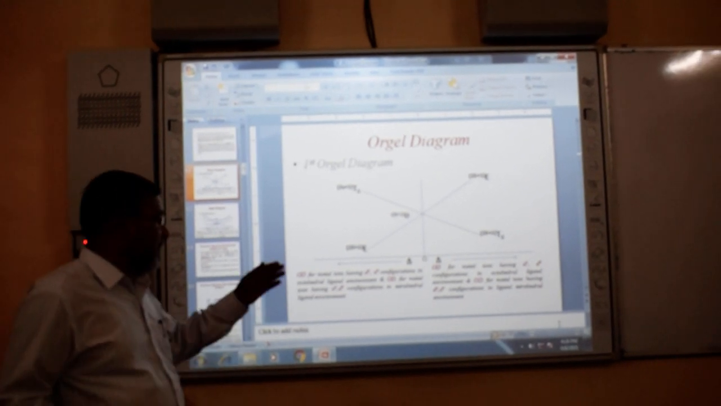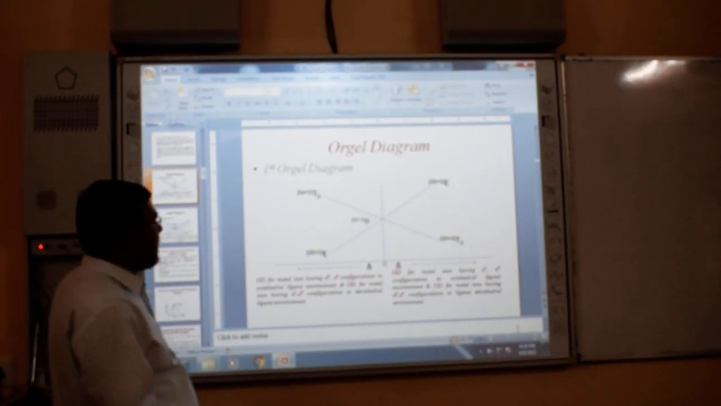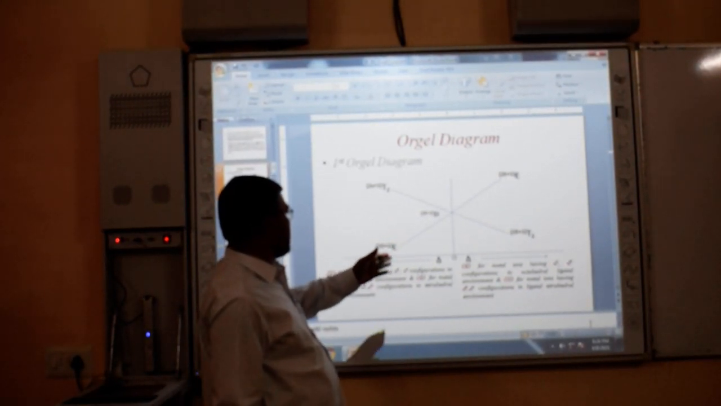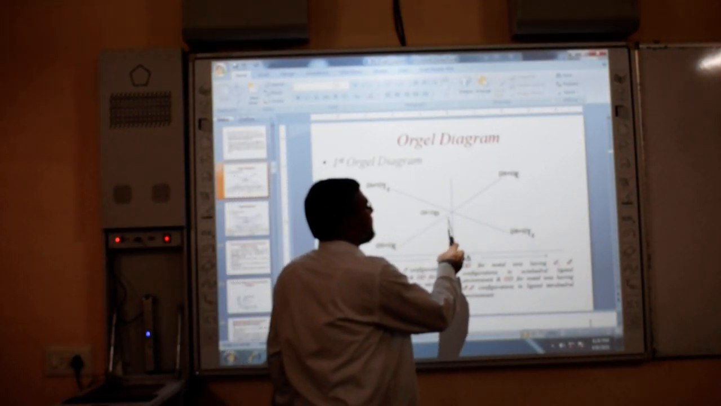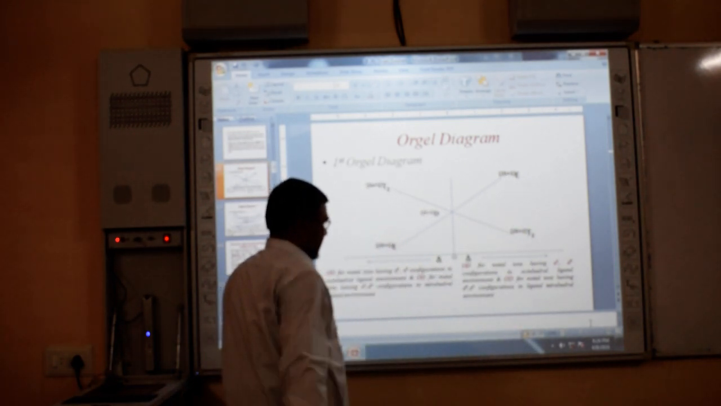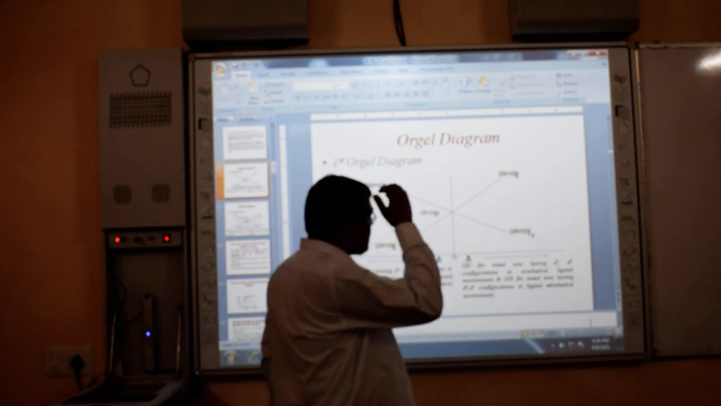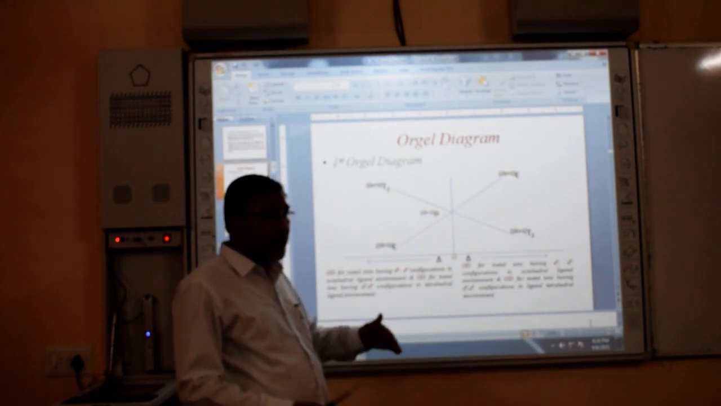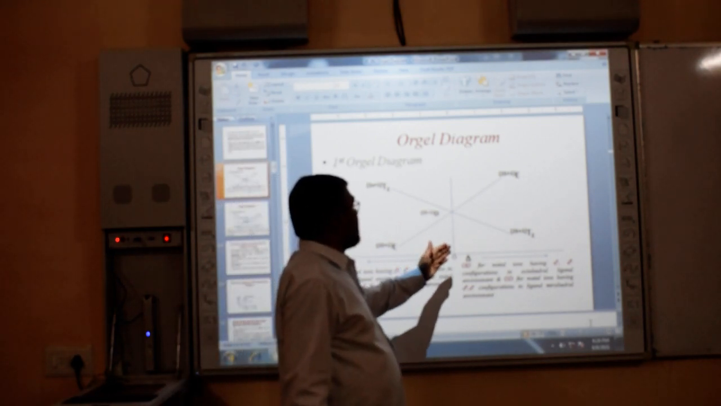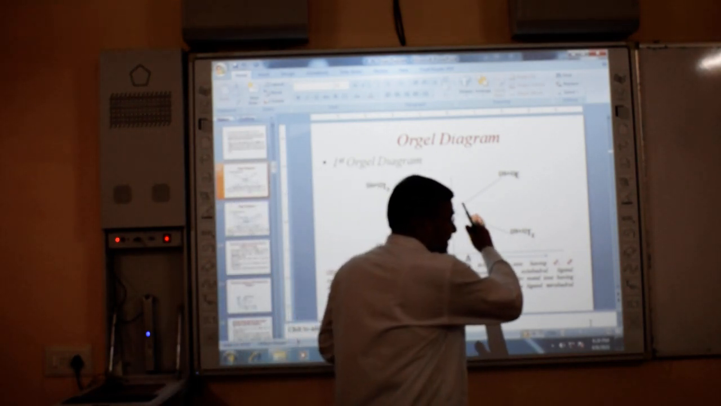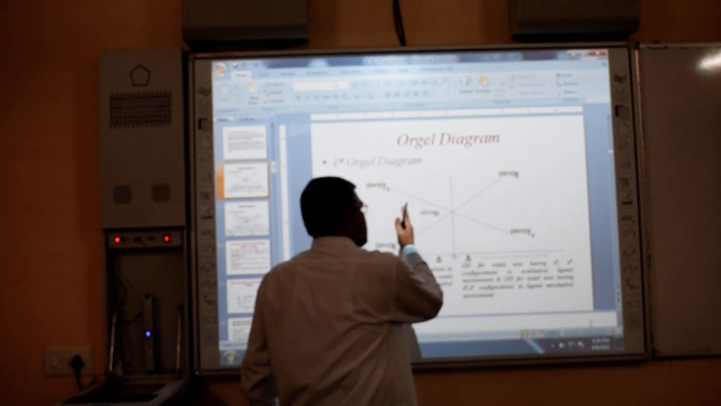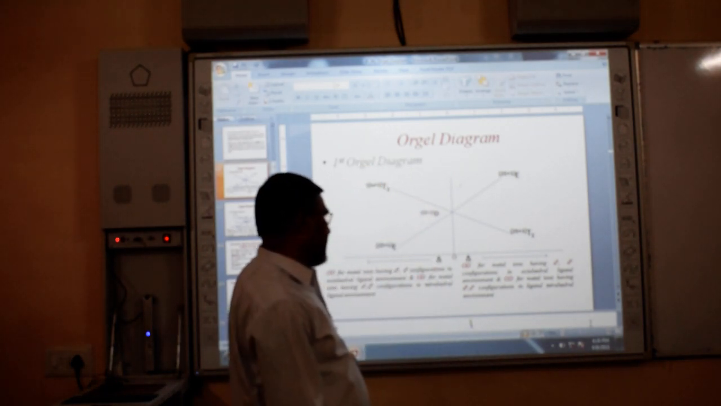In the first Orgel diagram, you see here, D is the ground term. It is split into these two states and here into these two states. Both the Orgel diagrams have two halves. This is the right half of the first Orgel diagram. This is the left half of the first Orgel diagram.